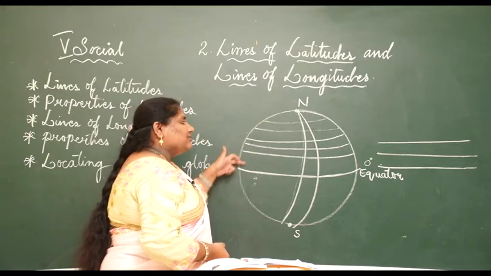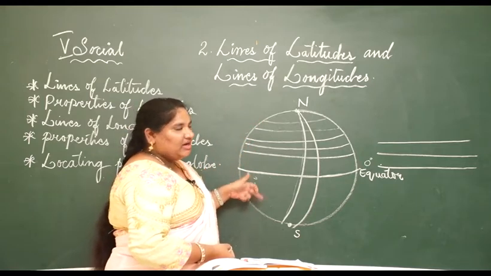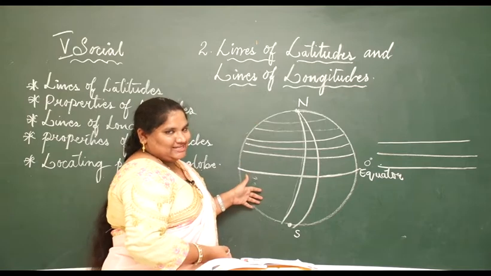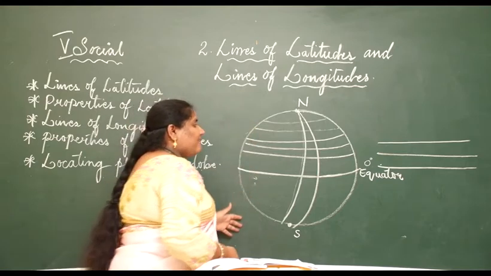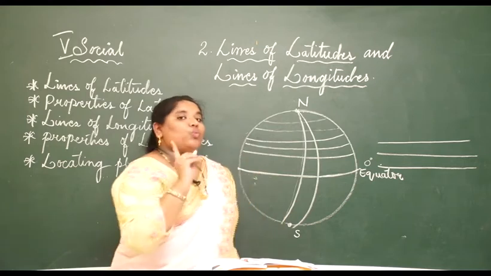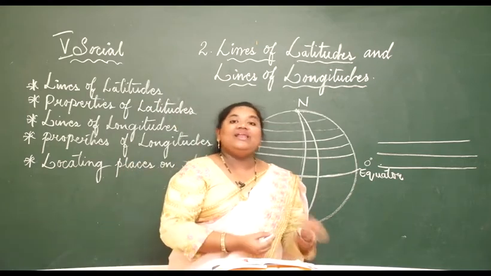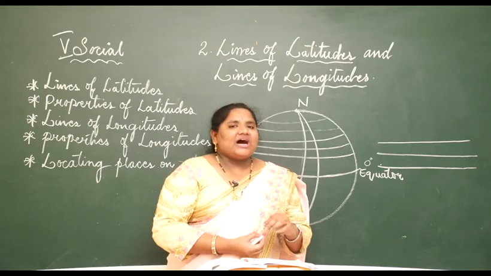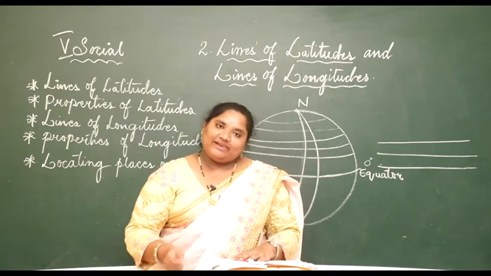They are parallel to each other at equal distances. So how many lines do we have here in total, including the equator? We have 181 lines of latitude. So there are 7 main lines of latitude.